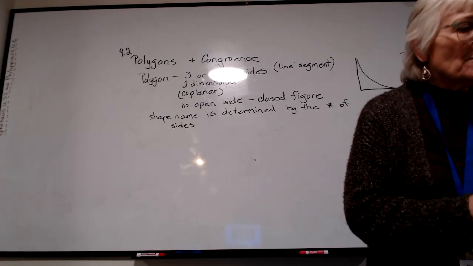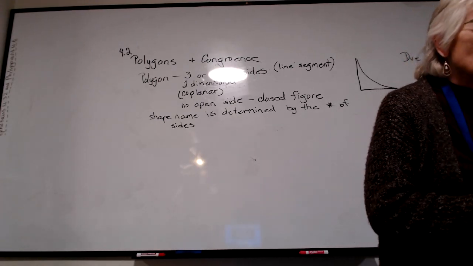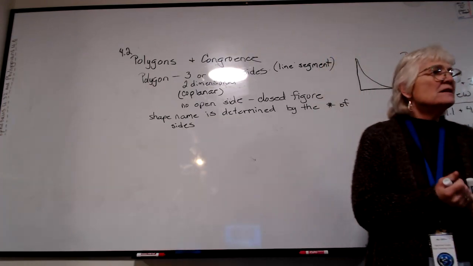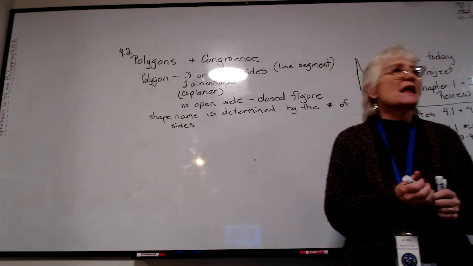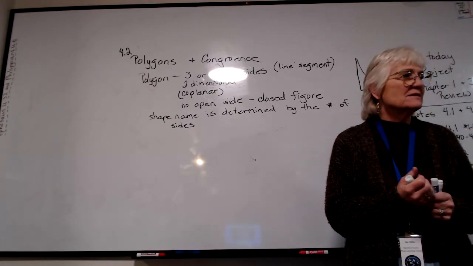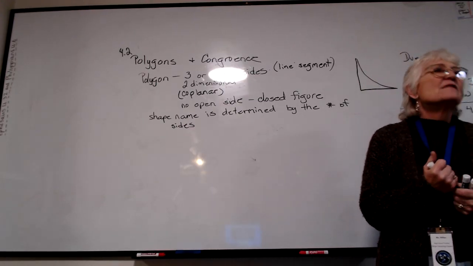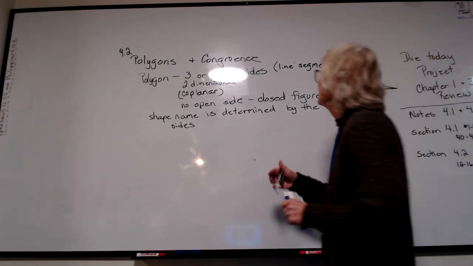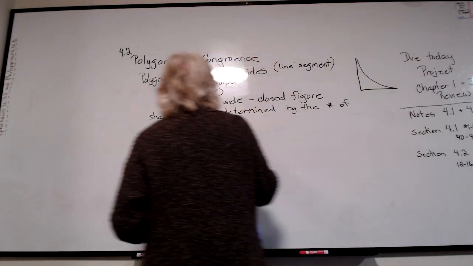Then you have FGIHE. So why is that not a polygon, Paxton? The lines intersect. You cannot have intersecting lines. So you might want to look at that too.